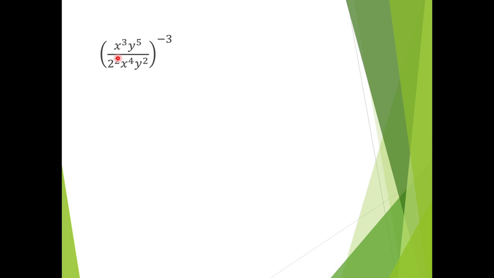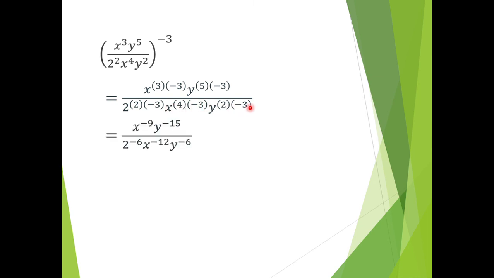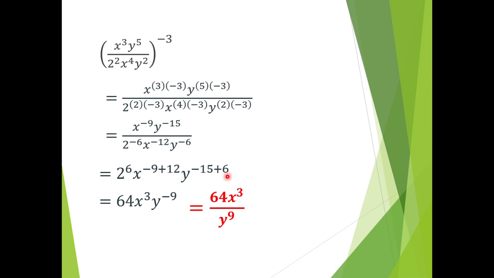Next. Distribute ulit lang natin siya. Ayan, 3 times negative 3, 5 negative 3, 2 times negative 3, 4 negative 3, 2 and negative 3. Diba? So, 3 times negative 3 is negative 9, 5 negative 3, 15, 6, negative 12, negative 6. Okay. So, i-arrange na lang natin yan. Lahat ng negative, ililipat natin sa taas, baba. Gawin natin. So, negative 9 plus 12, negative 15 plus 6. Ayan. I-add natin. So, 64x cubed over y to the 9. So, madali lang, di ba?